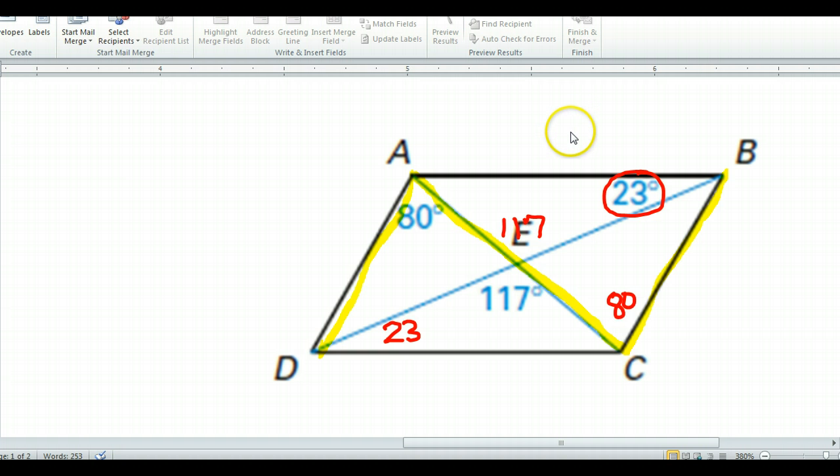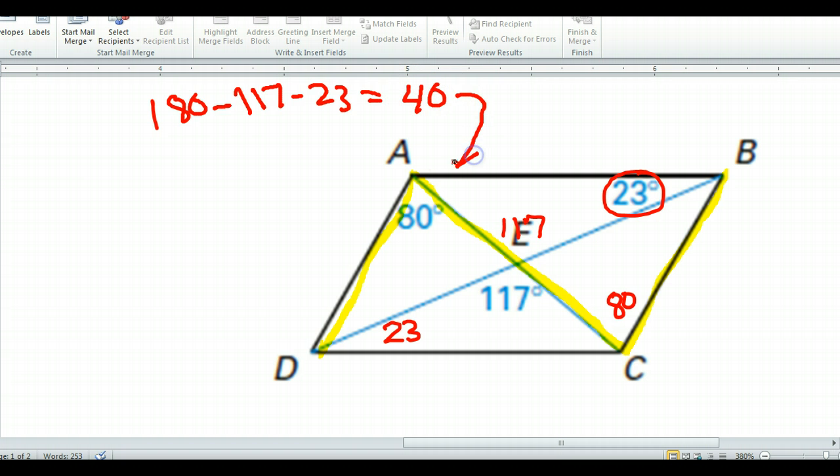So basically, if we go 180 minus 117 minus 23, subtract these two angles, and Ashley said 40. Okay, so that leaves 40. So that's why this angle right here should be 40.